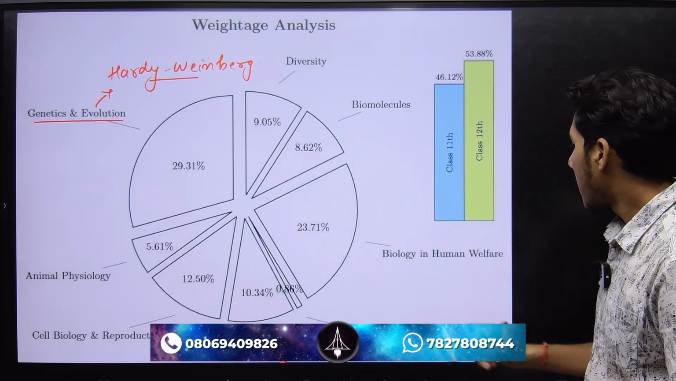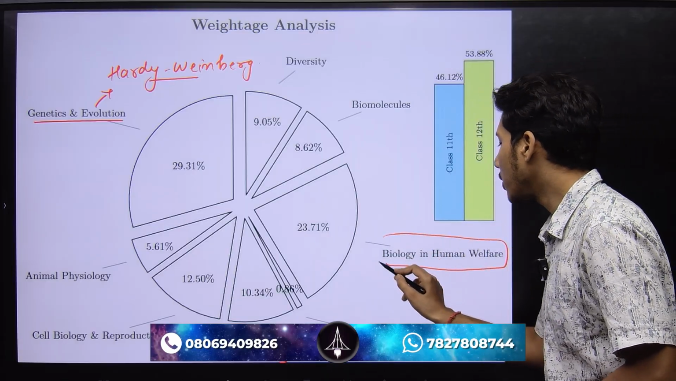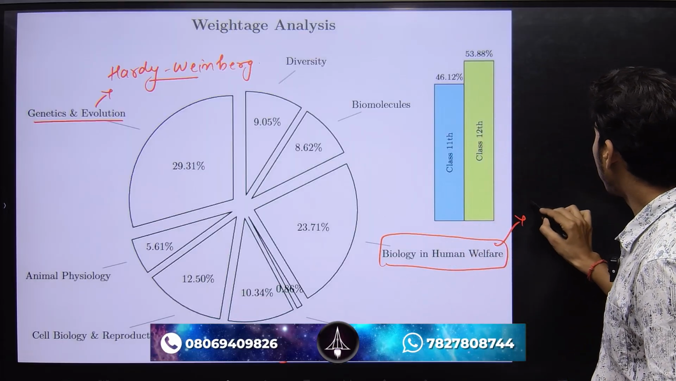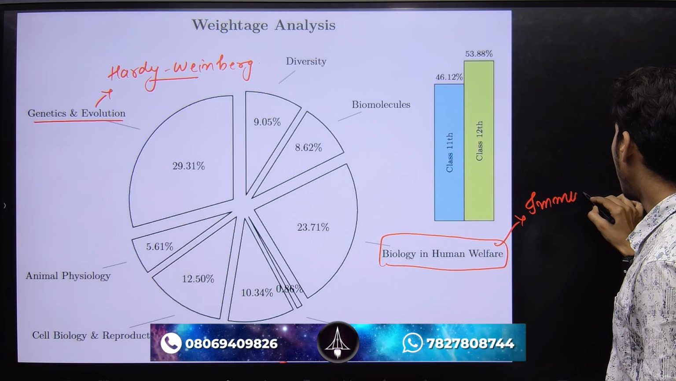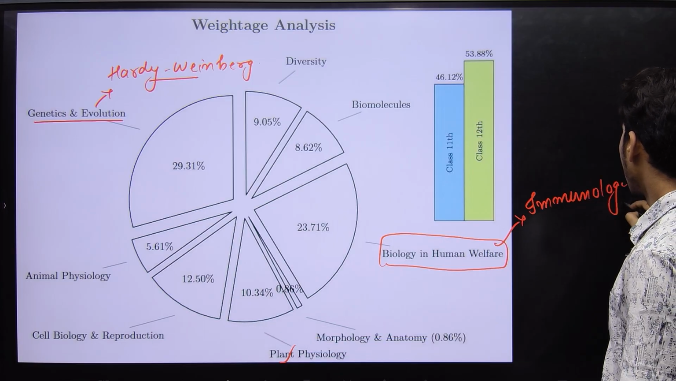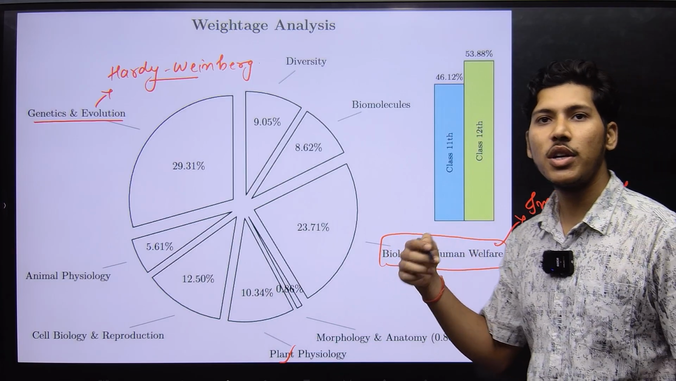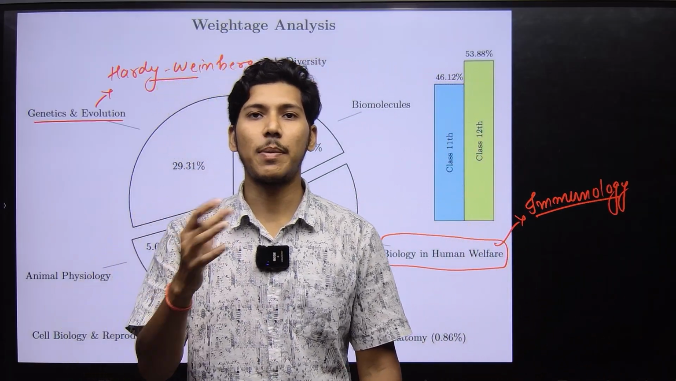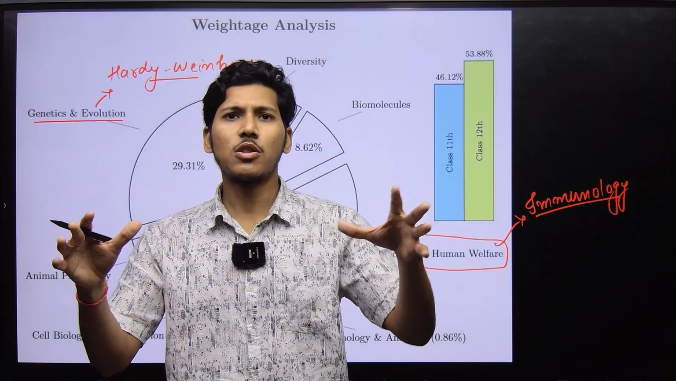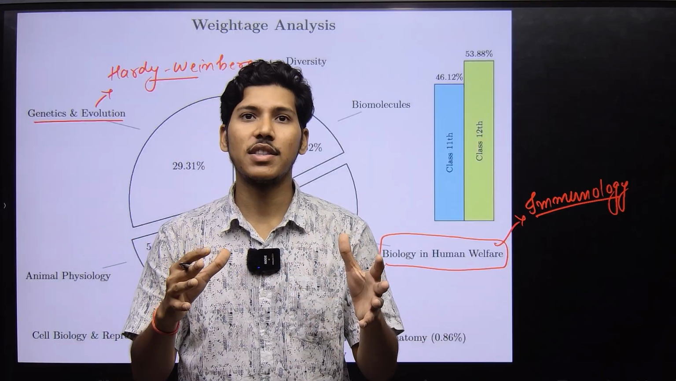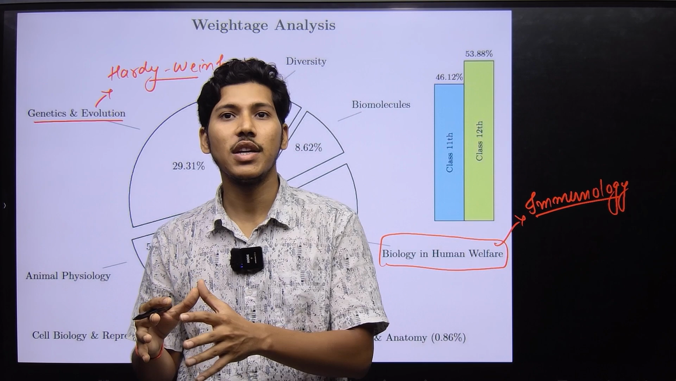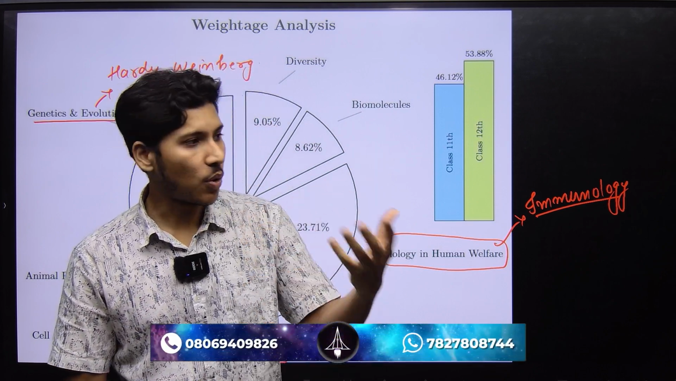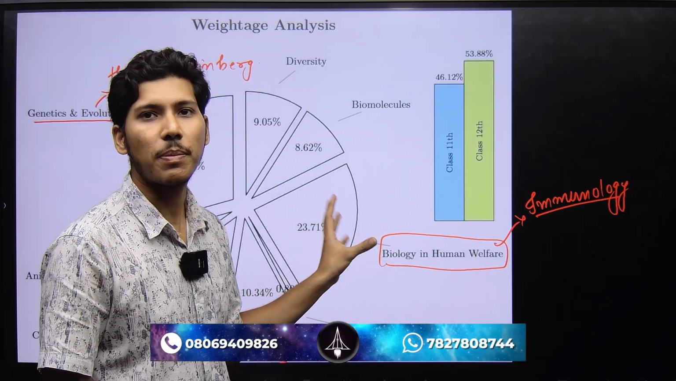Biology in human welfare, as I told you previously also, the immunology part of this unit is very important. So what is innate immunity, adaptive immunity, vaccination, T lymphocytes, B lymphocytes, and all sorts of things that we study in immunology. From those topics specifically, questions are asked more as compared to the other parts of this chapter.